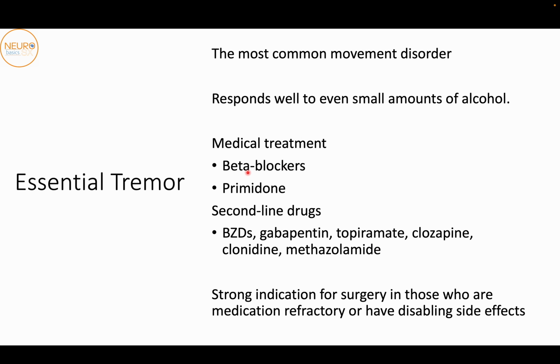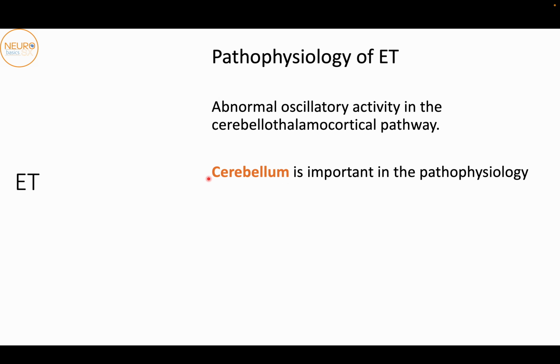So that is why for essential tremor, surgery is not a first line treatment, or even a second line treatment. It is indicated only for those patients who have medication refractory essential tremor or have disabling side effects because of it. Now, the pathophysiology of essential tremor is again the same idea, abnormal oscillatory activity. But with essential tremors, and as we have seen with tremors previously, an important area of this activity would be the cerebellum. Ultimately, the pathway involved is going to be the same cerebello-thalamocortical pathway, but an important area of problem is the cerebellum.